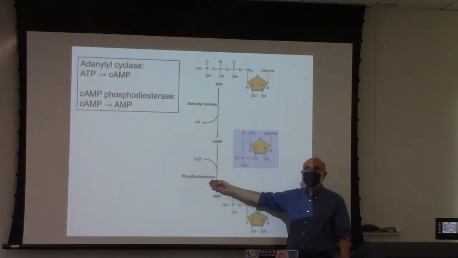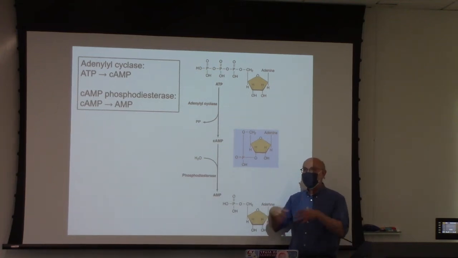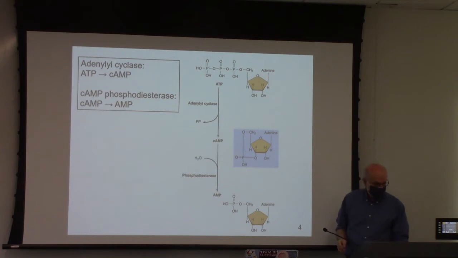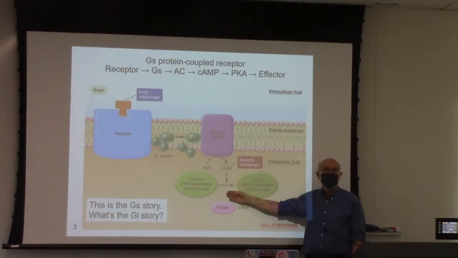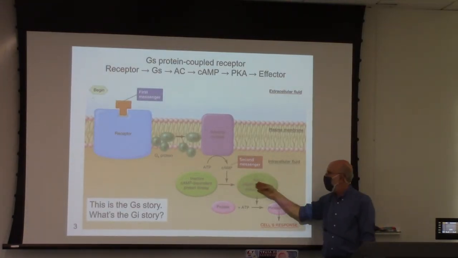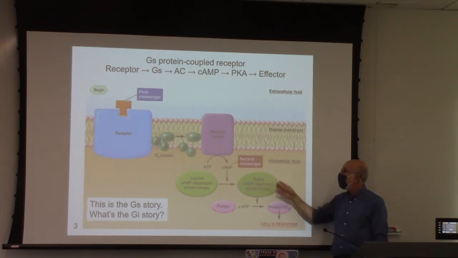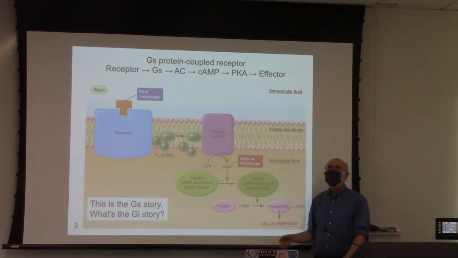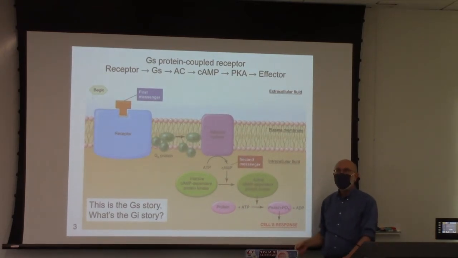Now you can predict that the kinetics of making cyclic AMP are faster than the kinetics of breaking it down, so that cyclic AMP is present for some period of time, triggering events like kinase cascades. But then the cyclic AMP is hydrolyzed and turned off. Hydrolyzed, and the on switch is turned off.